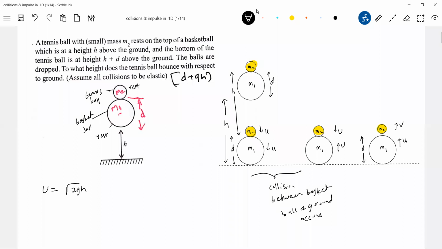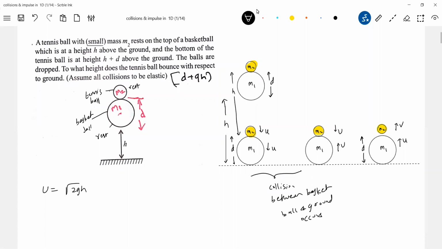Any formula can we apply? So why should we assume things like this? A tennis ball with small mass M2 rests on top of a basketball which is at height h above the ground, and the bottom of the tennis ball is at height h. So it's telling small. Based on that, the velocity of the basketball after impact with the ground will be u. It only changes direction.